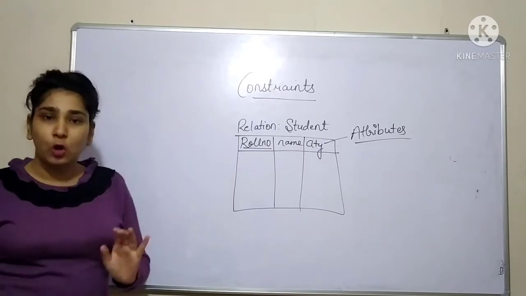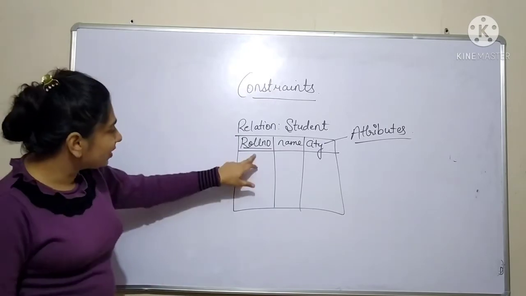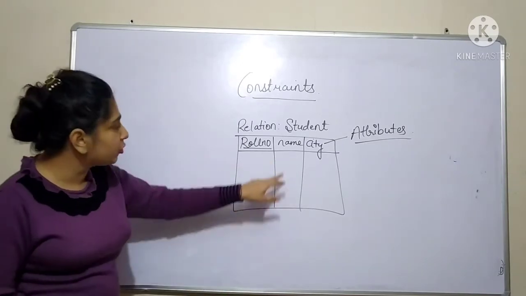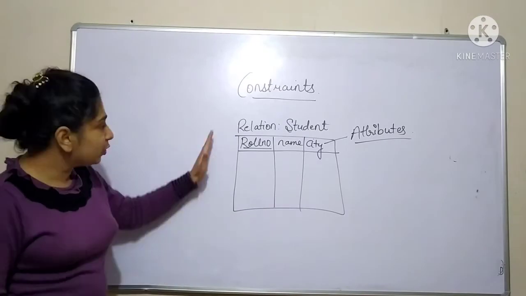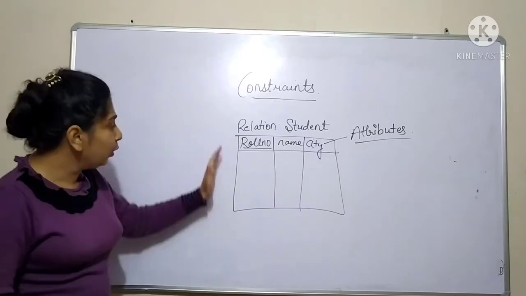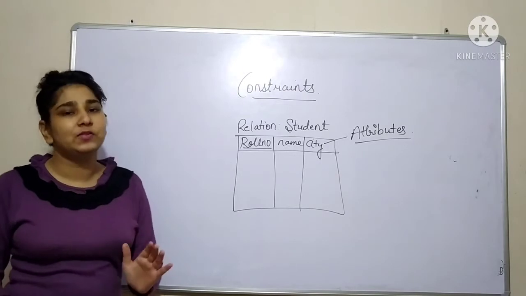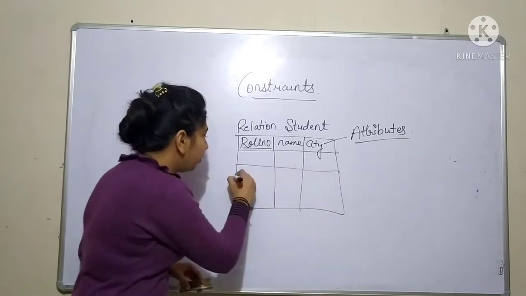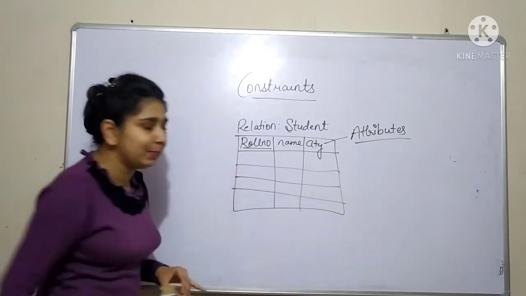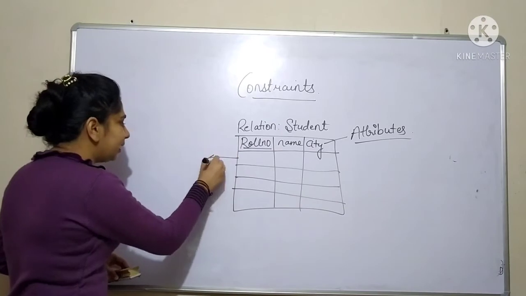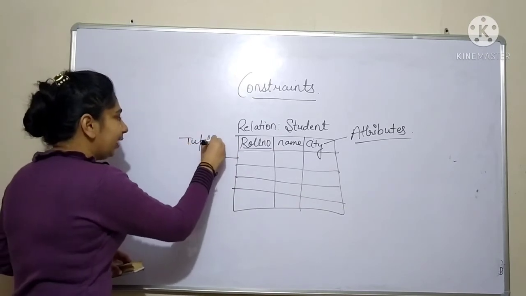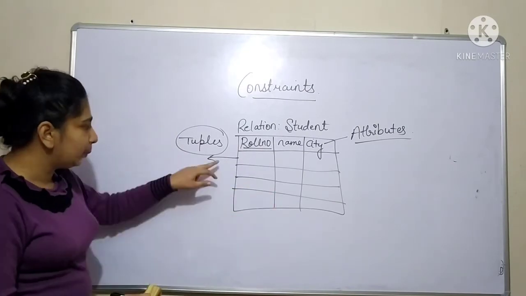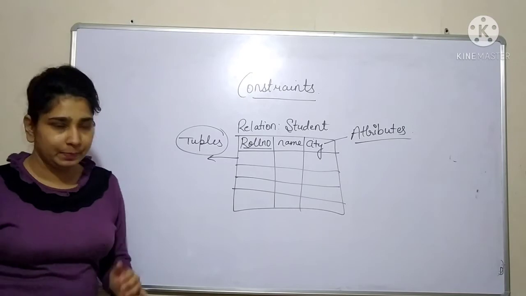In the roll number column, you will be storing only the roll numbers. In the name column, you will be storing only the names. So the relational model lets you store the data in a systematic manner. All the rows, or all the records of your table, we call tuples.